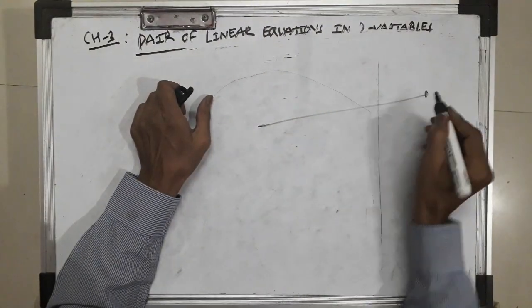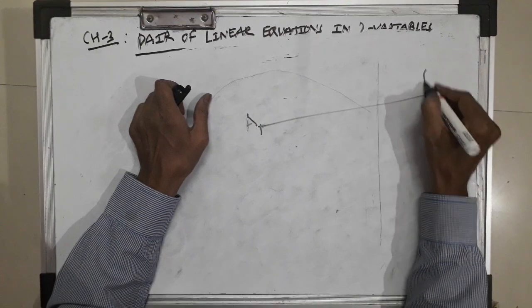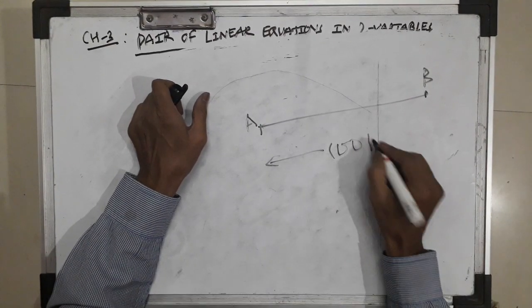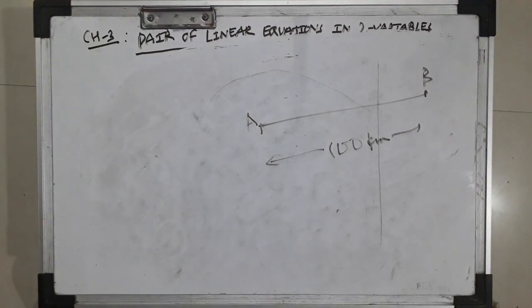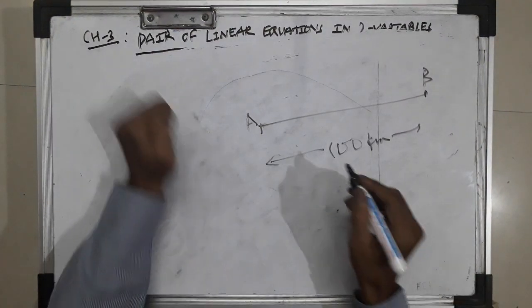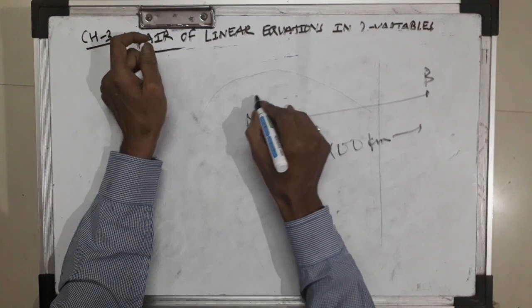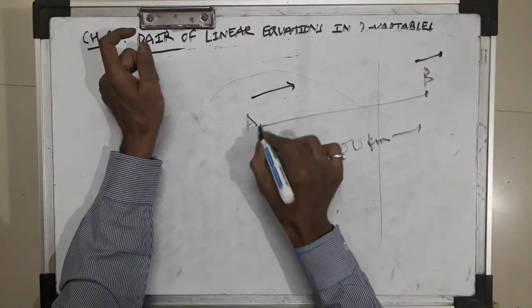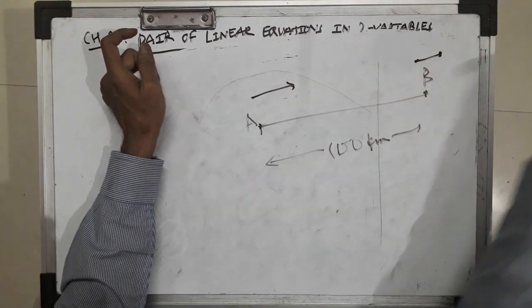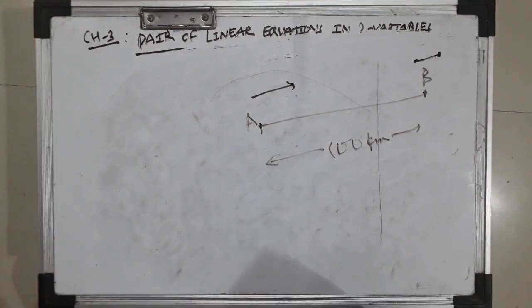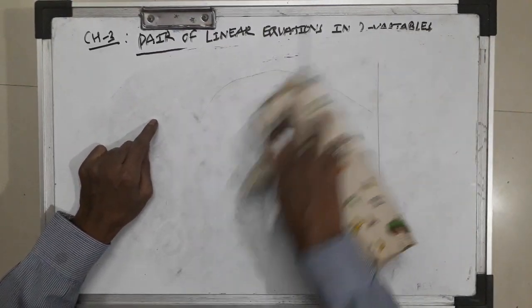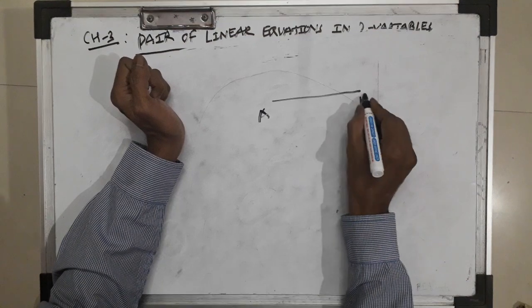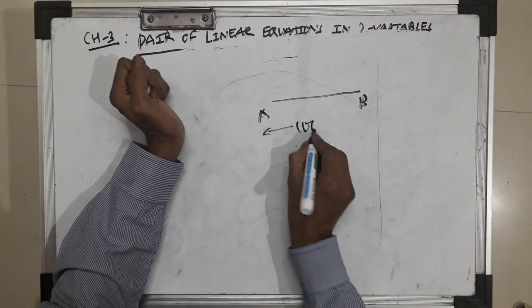Suppose the distance between two stations A and B is 100 kilometers. One car is starting from place A and another car from place B, both moving in the same direction. Let me draw this once again because we don't have that much space on the right hand side. The distance between the two stations A and B is 100 kilometers.